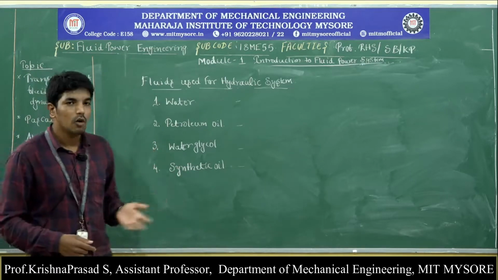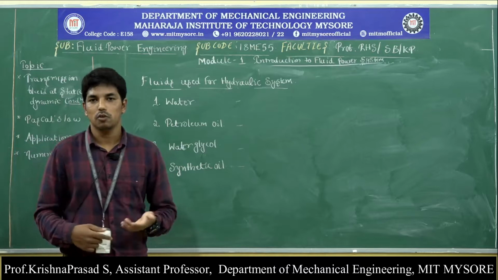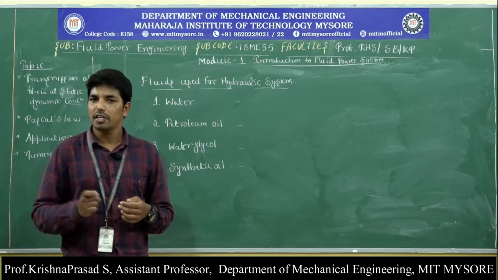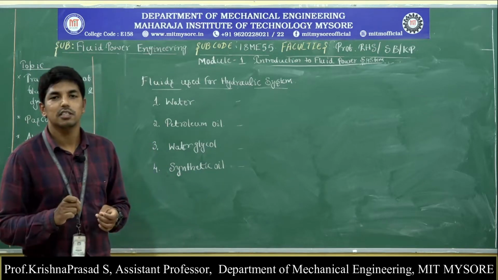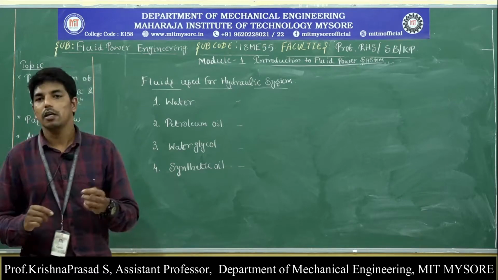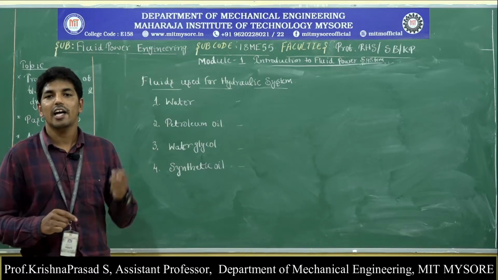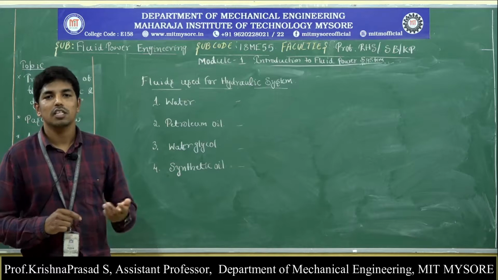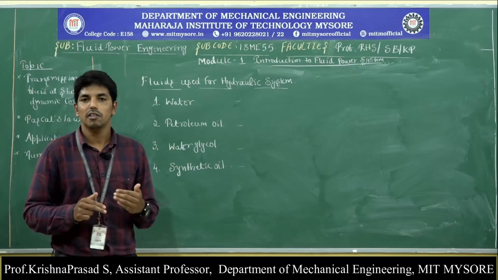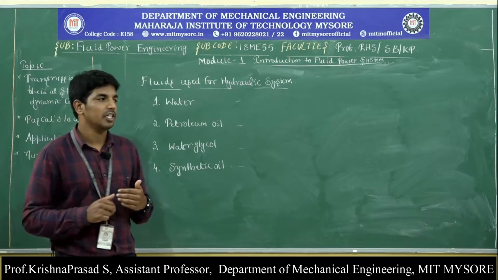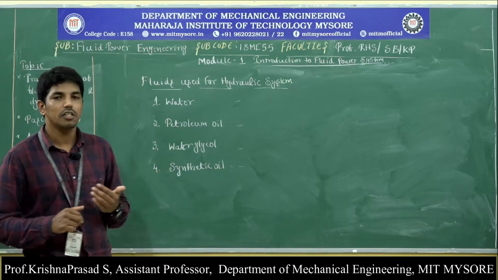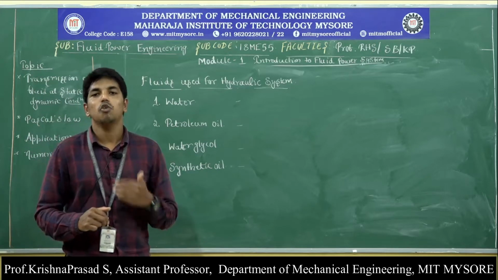We all know why water is used: because water is easily available in nature. But the application of water in a fluid power system is limited. Why? Because water is corrosive in nature and has a tendency to rust. That's why water is not applicable in fluid power systems, particularly in higher applications. Another disadvantage of water is that it is improper in lubrication.